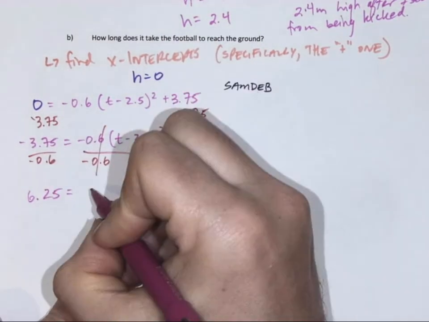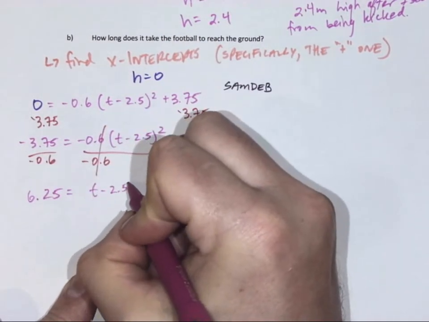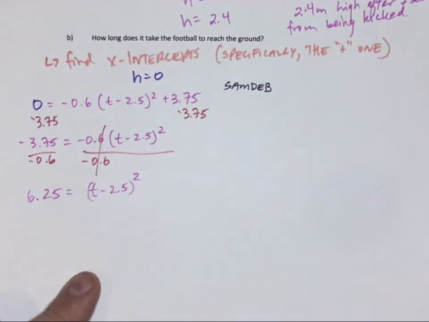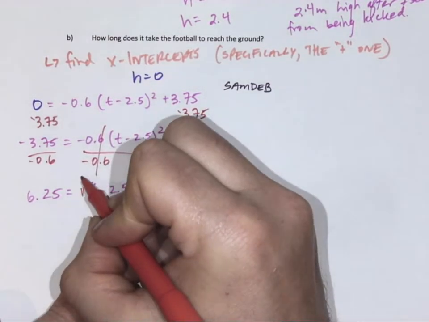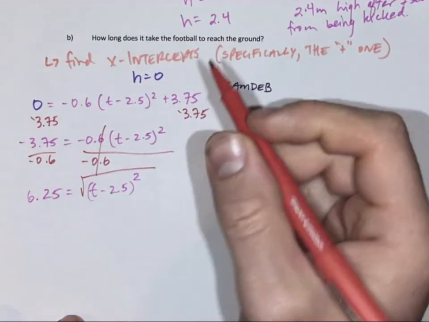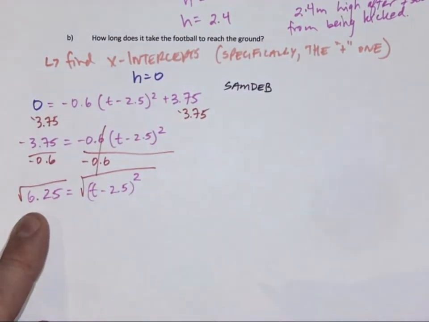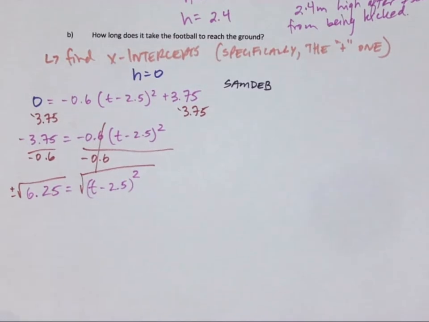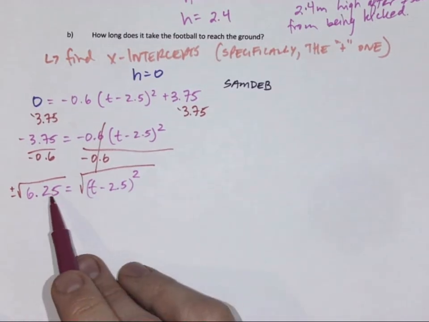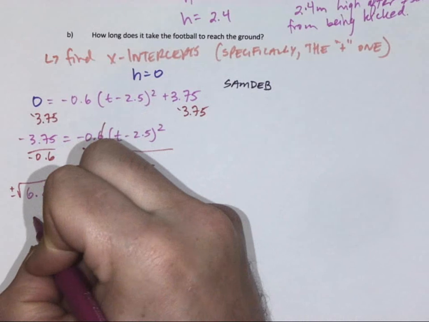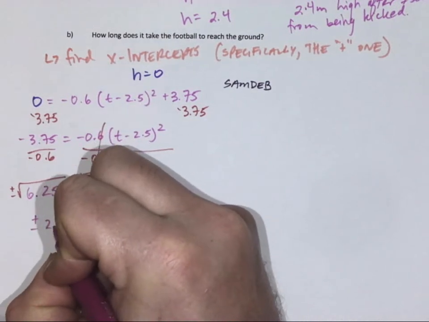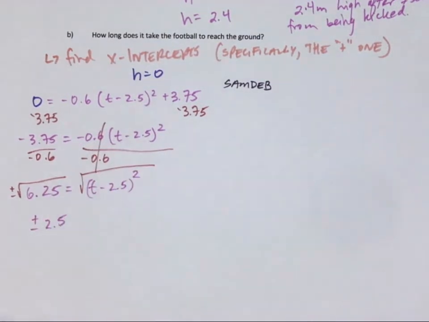Now I have (t minus 2.5) all squared. I'm going to take the square root of the right side. Math is fair, so whatever I do to one side, I do to the other. Remember that the square root is really going to give me a positive number and a negative number. Square root of 6.25 is 2.5. So I'm going to have plus 2.5 or minus 2.5.